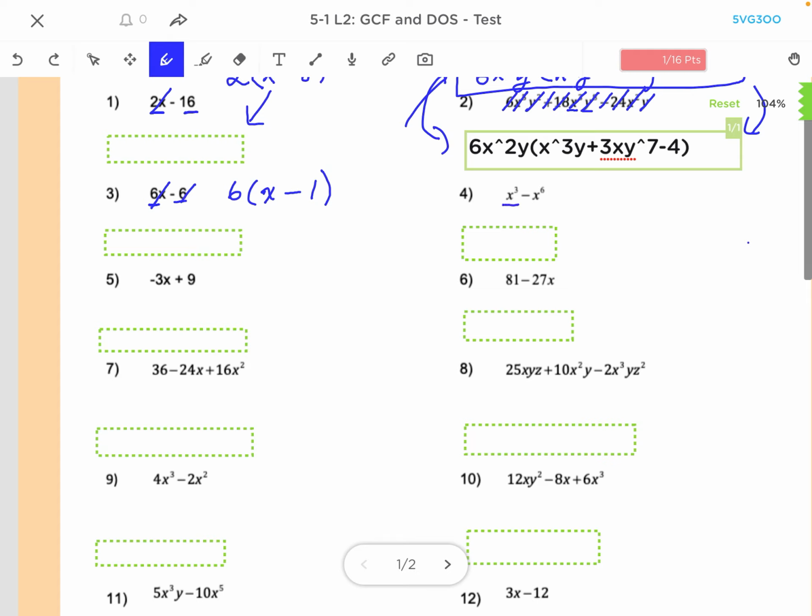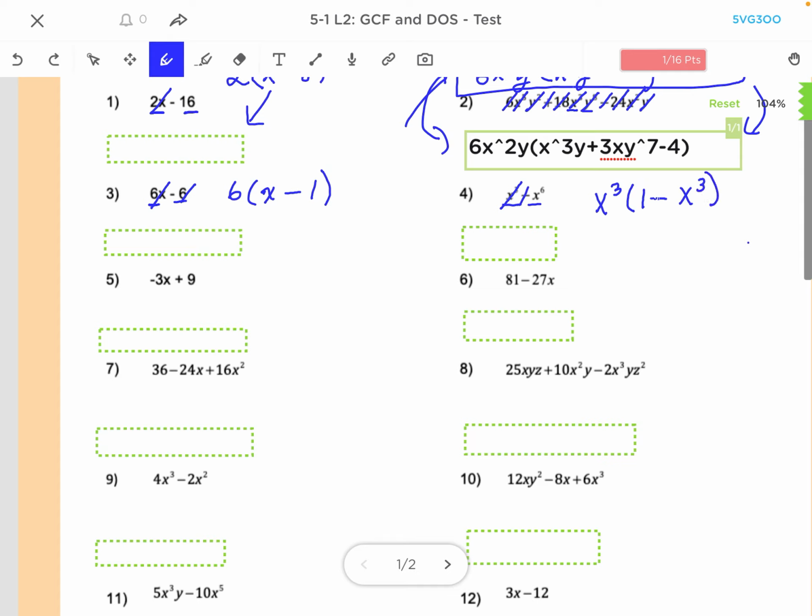Number 4. Notice there's no number they have in common, but they do have x's. And remember we talked about it's going to be the smallest exponent they have in common. So you're going to factor out an x cubed, and then in parentheses write what's left. You've pulled everything out, so you do have to write that 1, minus, you had x to the 6, you pulled 3 out, so you have an x cubed left.